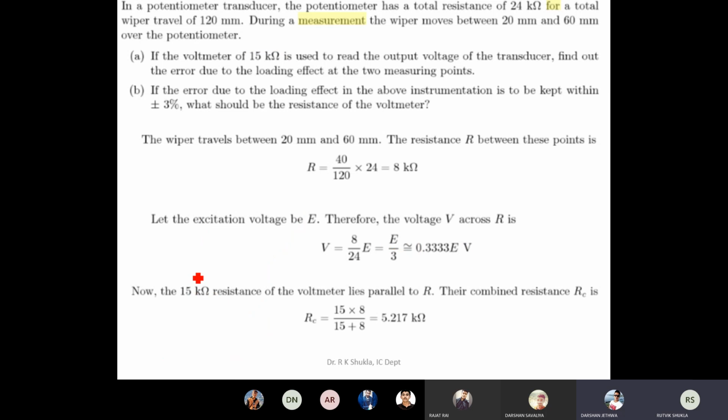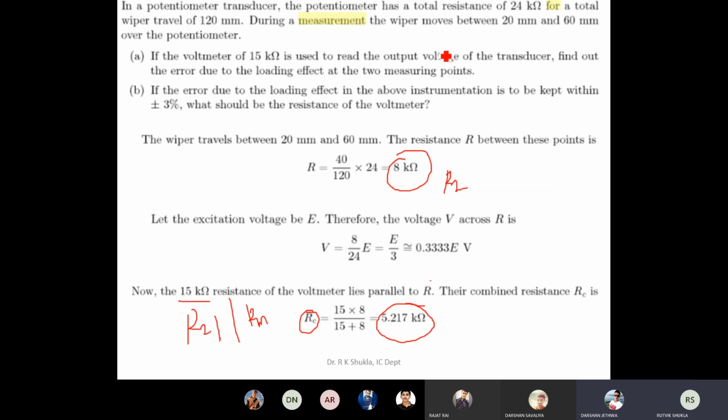Now, whenever you put a voltmeter which has an internal resistance of 15 kilo ohm, this 15 kilo ohm lies in parallel with the resistance 8 kilo ohm, that is your R2. R2 and RM are in parallel. So if you solve this, you will get the combined resistance called RC. 15 into 8 upon 15 plus 8. This will be your combined equivalent resistance, that is 5.217 kilo ohm.